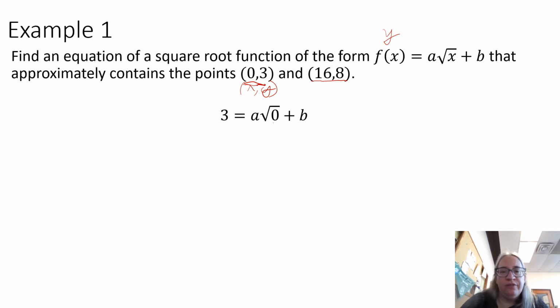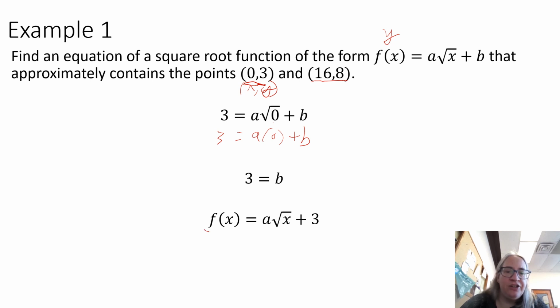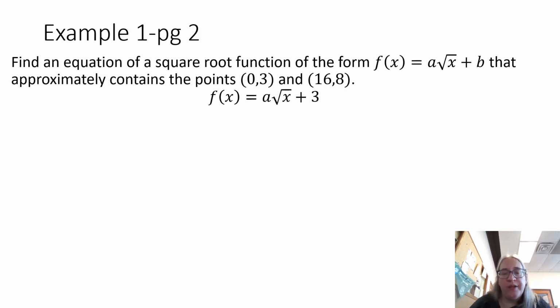All right, now what's the square root of 0? 0. So what I end up with here is a times 0 plus b equals 3, or in other words, 3 equals b. So my function now has the form a square root x plus 3. Now I know what b is, it's 3. All right, so now we find out what a is, we're going to use our other point. So I'm going to plug in 16 for x and 8 for y into my revised equation, the one that I now have the 3 filled into.